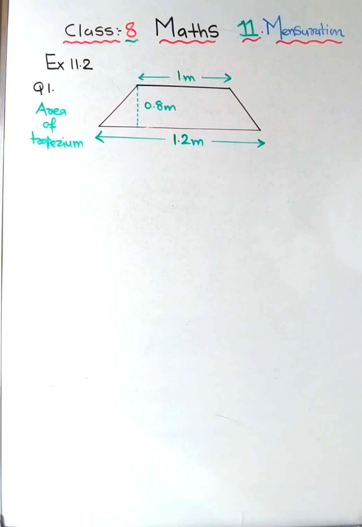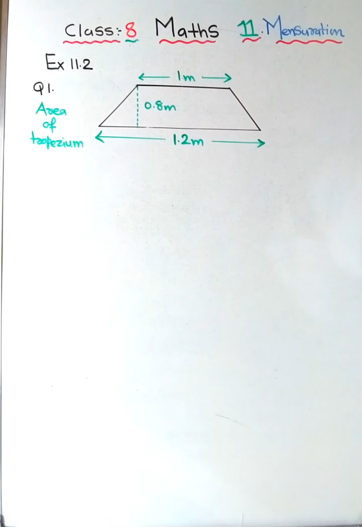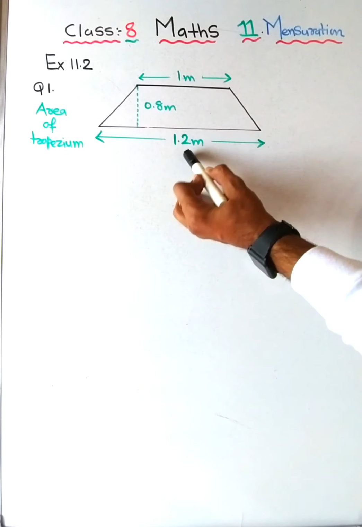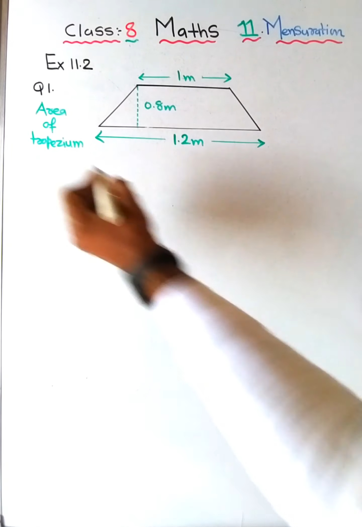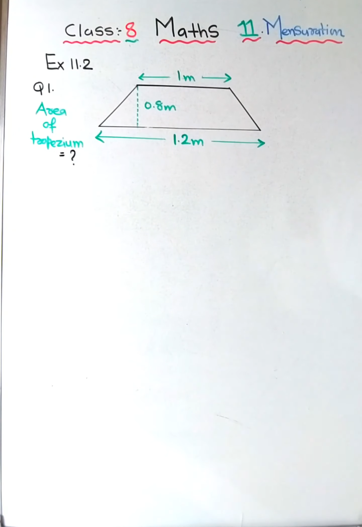Okay, so now let us start with question number 1, which is: the shape of the top surface of a table is a trapezium. So I have drawn the top portion which is in the form of a trapezium. We have to find out the area. Parallel sides are given: 1 meter, the smaller one, the longer one is 1.2, and the height is 0.8. Now, the only question that we are going to solve is what is the area of the trapezium.